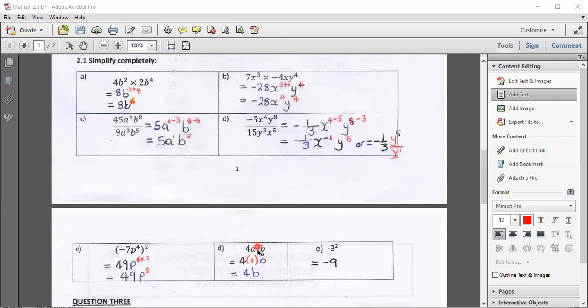A to the 0. Any number raised to the 0 is 1. Any number with an exponent 0, or a letter with exponent 0, the answer will always be 1. So this is 4 times 1, which is 4, and that's 4b.